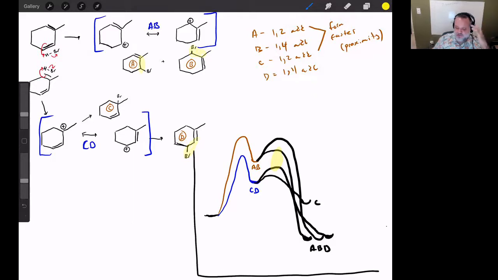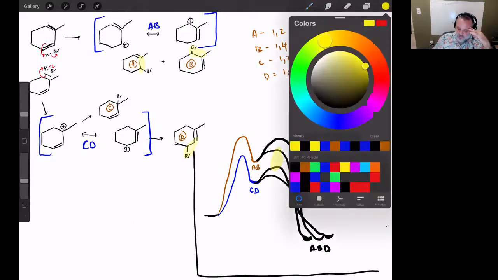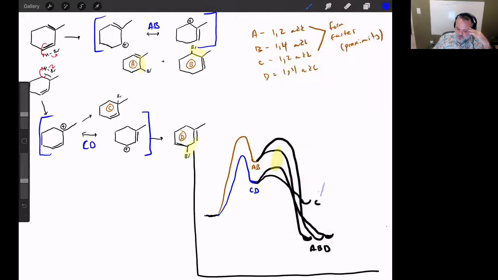Here's one thing we can say. C is probably the kinetic product. And the reason we can say that is it has, in both cases, the lowest activation barrier. So it'll predominate at cold temperatures. What we don't know is what products will predominate at higher temperatures, because we already know that we got this wrong.